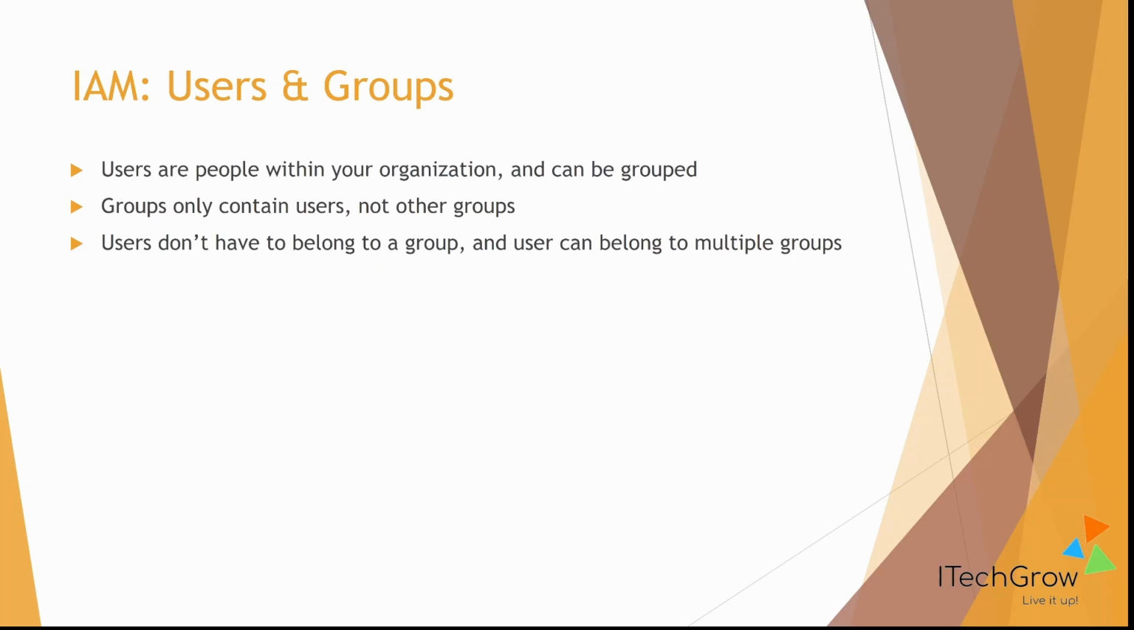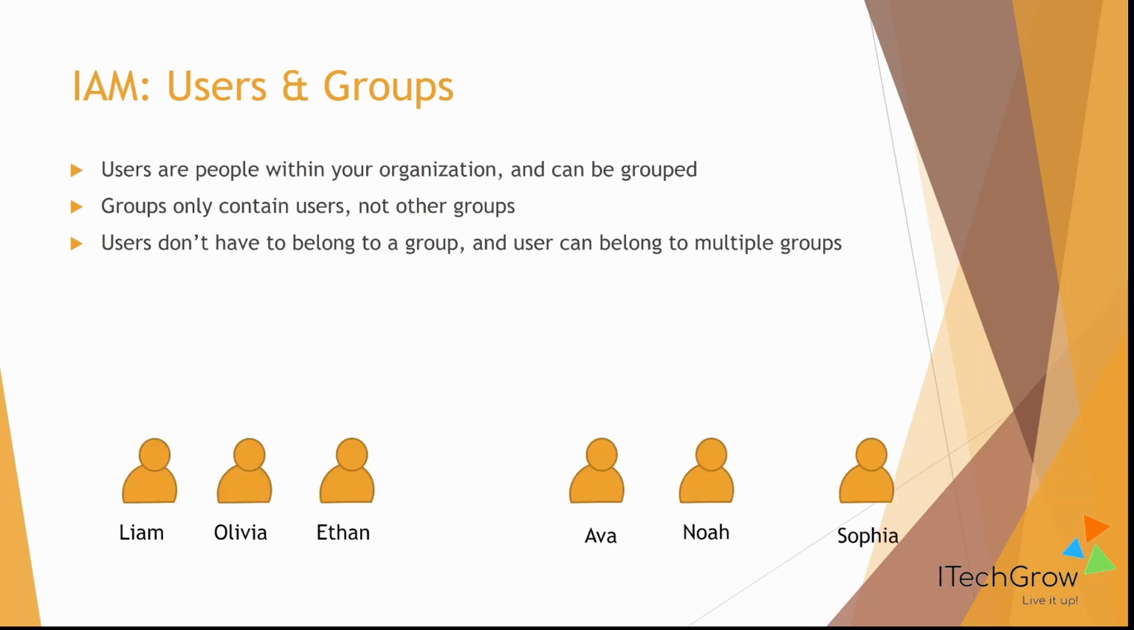In IAM, you create users to represent individual people within your organization. For example, let's say we have an organization with 6 members: Liam, Olivia, Ethan, Ava, Noah, and Sophia. Each of these individuals will be created as an IAM user. Users can then be grouped together based on their roles or departments to simplify permission management.